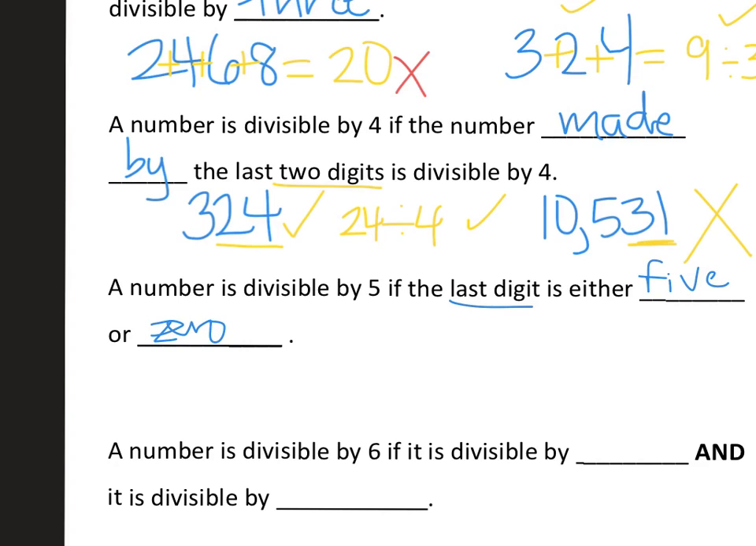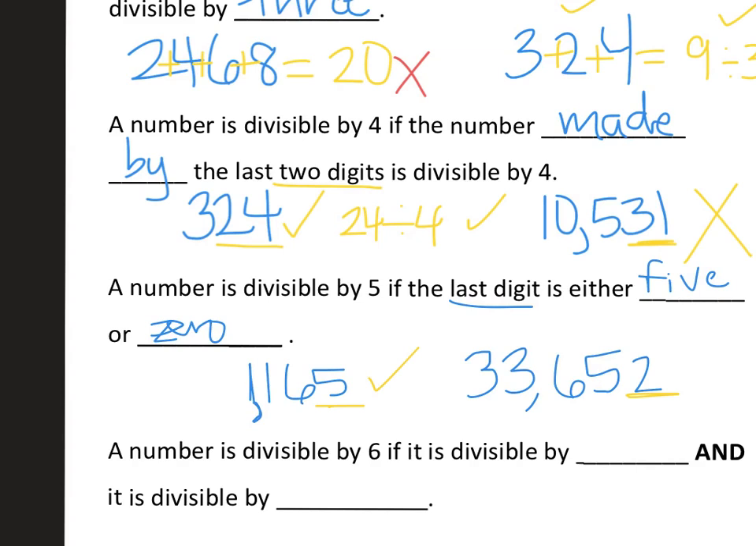So if I have a large number like, let's just do 1,165. I still know it's divisible by 5 because I just have to look at that last digit, and since it's a 5, it's good. Say I had a big number like, I don't know, 33,652. I know that one's not going to be divisible by 5 because 2 is the last digit instead of 5 or 0. Okay.